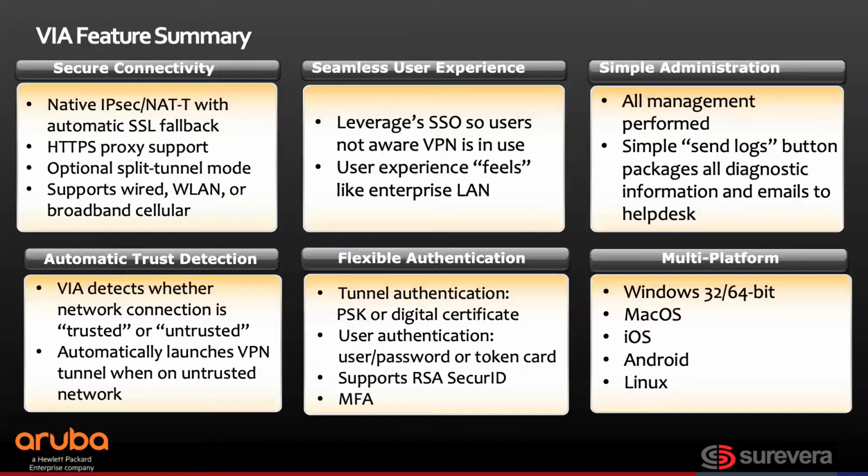So I want to talk very briefly around some of the features that are out there for VIA. The great thing about it is it's able to do IPsec or NAT-T transport, which is great because it can get through most of the firewalls that are out there. But if port 4500 is not open at a hotel or a corporate office that you're visiting, you can set it up to do SSL fallback. So it'll do IPsec over SSL, which is great.